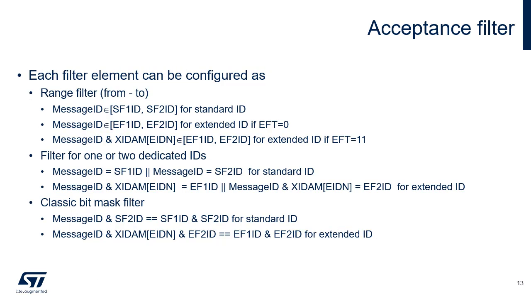Each filter element offers flexible configuration options, allowing it to function as a range filter, specifying a from-to range, a filter for one or two specific message IDs, or a classic bit mask filter. When dealing with extended IDs, the extended ID and mask, or XIDAM, is applied using a logical AND operation with the incoming identifier before the filtering process begins. To filter for a specific message ID, the filter element must be configured such that both SF1 ID equals SF2 ID and EF1 ID equals EF2 ID.